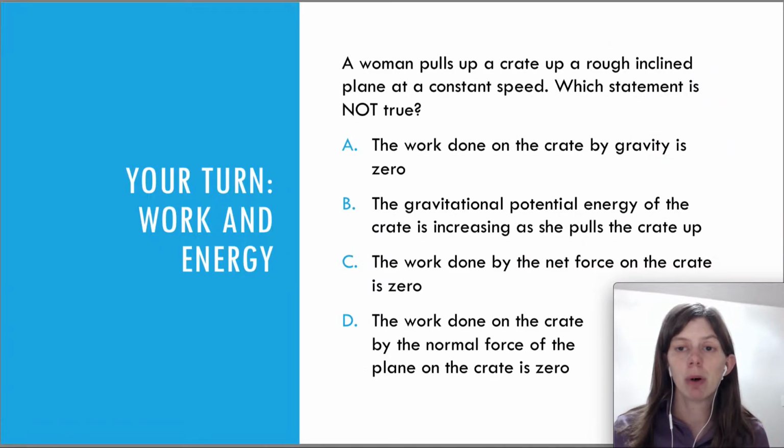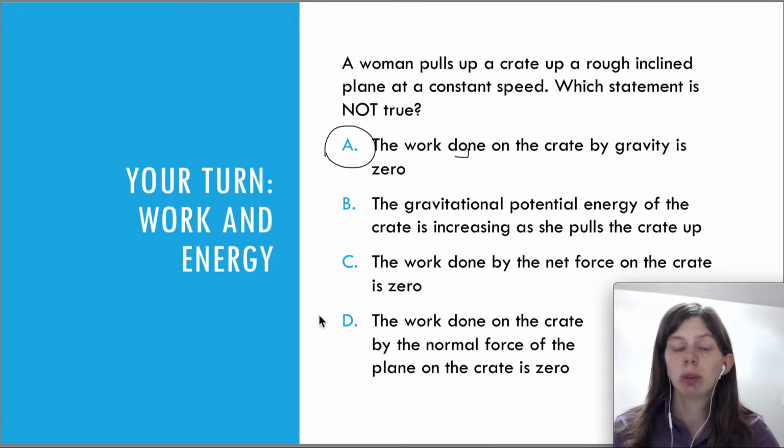Let's do one more your turn for this video. A woman pulls a crate up a rough inclined plane at constant speed. Which statement is not true? A. The work done on the crate by gravity is 0. Well, that's not true. So that already answers the question that A is not true.